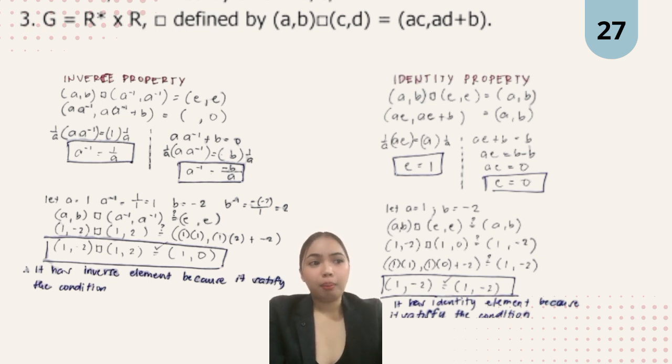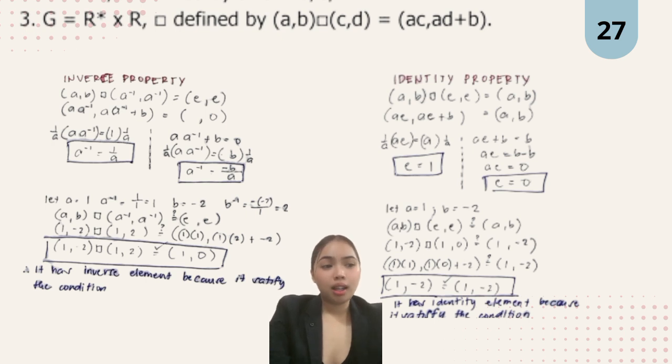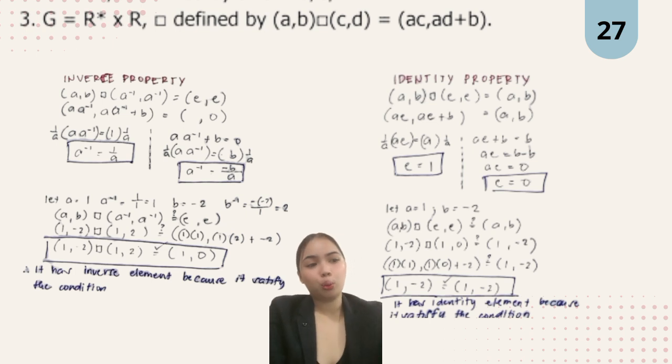So (A, B) times (E, E) is equal to AB. So (A, E plus B) is equal to AB. So 1 over A times AE is equal to A times 1 over A. So E is equal to 1.